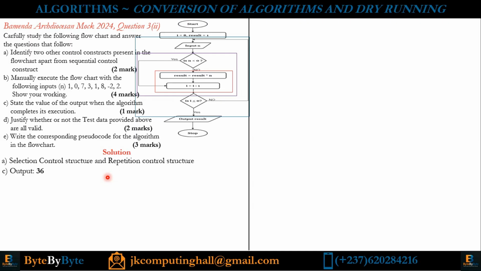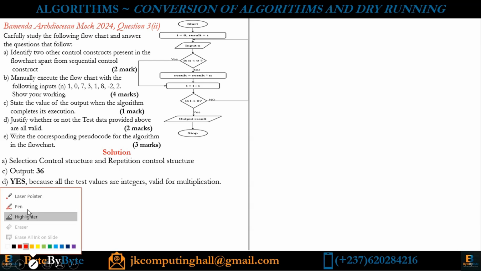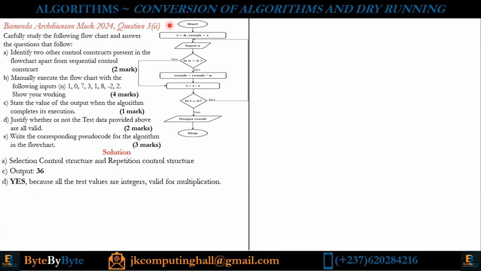The D part says justify whether or not the test data provided above are all valid. Yes, because all the test values are integers. Okay guys, now let us proceed to the E part, where we write the corresponding pseudocode for the algorithm. Okay, the first step in the flowchart says start. So that's what we have. The next one, initialize I to 8 and result to 1. That is what we have.